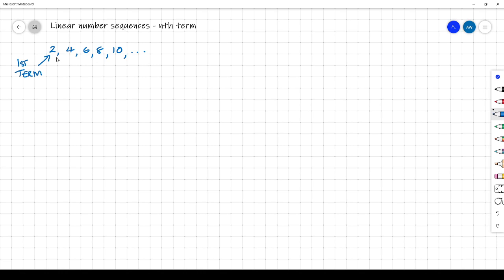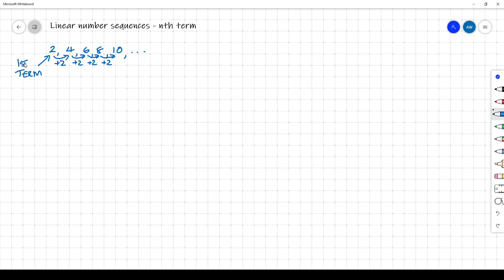Okay, and if we look at the difference between each term, of course it is the same all the way along, and that's what makes it linear, and we'll talk about that a bit more later on. Okay, so because the difference between each term is exactly the same in our number pattern straight away, then it's going to be a linear number sequence. So let's look at how we can make sequences.